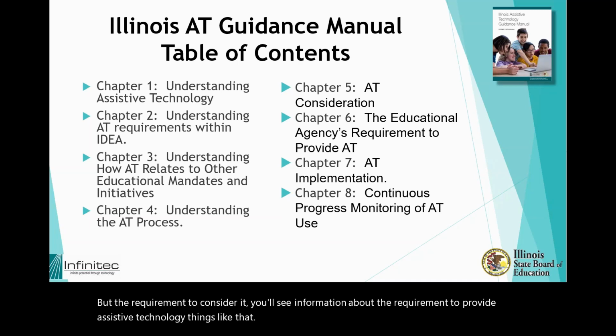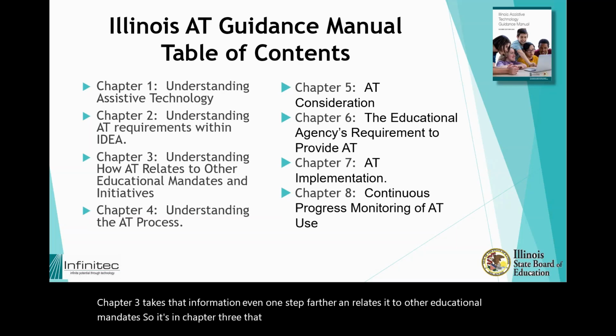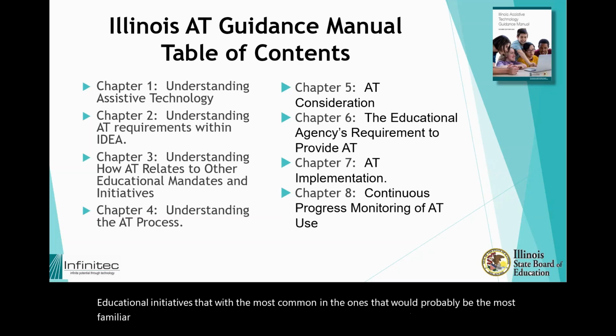Chapter 3 takes that information even one step farther and relates it to other educational mandates. So it's in Chapter 3 that you will find information about accessible educational materials, universal design for learning, but also things like Section 504, differentiated instruction. We tried to list educational initiatives that were the most common and the ones that we'd probably be the most familiar with, and relate them to the requirement for schools to provide assistive technology.